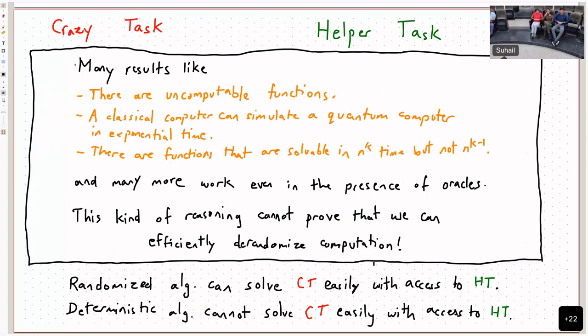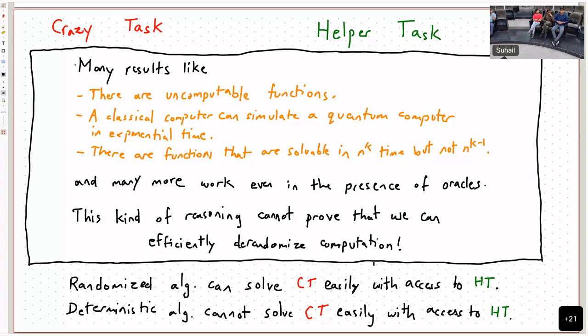So there are many results that we know in complexity theory. For example, all these results, if you look at how they're proven, the same proof that we use for these results will also work if the Turing machines have an oracle. There are uncomputable functions even if the Turing machine has an oracle. If you have a quantum computer with an oracle, a classical computer with the same oracle can simulate it in exponential time. Even with an oracle, there are functions solvable in this much time, but not less.